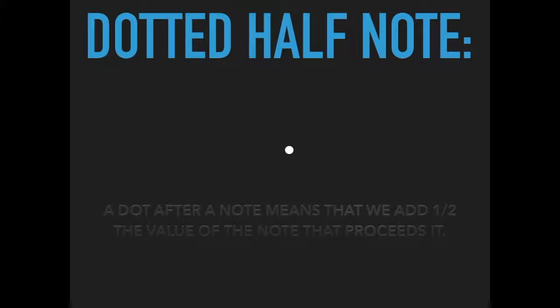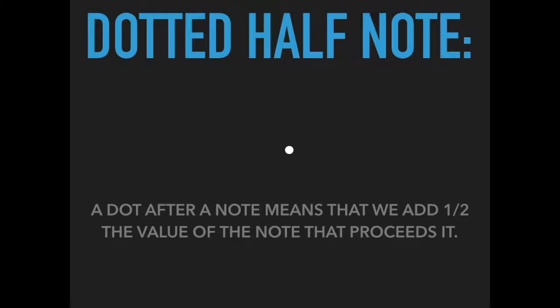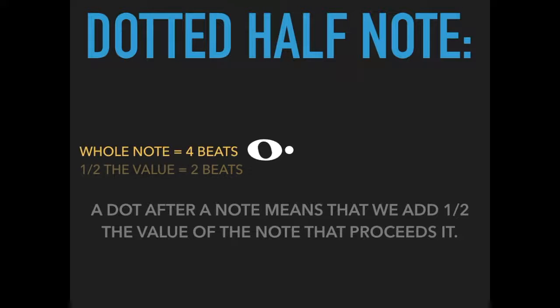A dot means that we take half of the value of the note that precedes it and add it to that note. Let's look at a couple examples of this. Here we have a dotted whole note. Now we know that a whole note normally equals 4 beats. So if we take the dot, that means we're going to use half of the value of that. Half of the value of 4 beats is 2 beats. Then we add these two together. That means that a dotted whole note is worth 6 beats total.